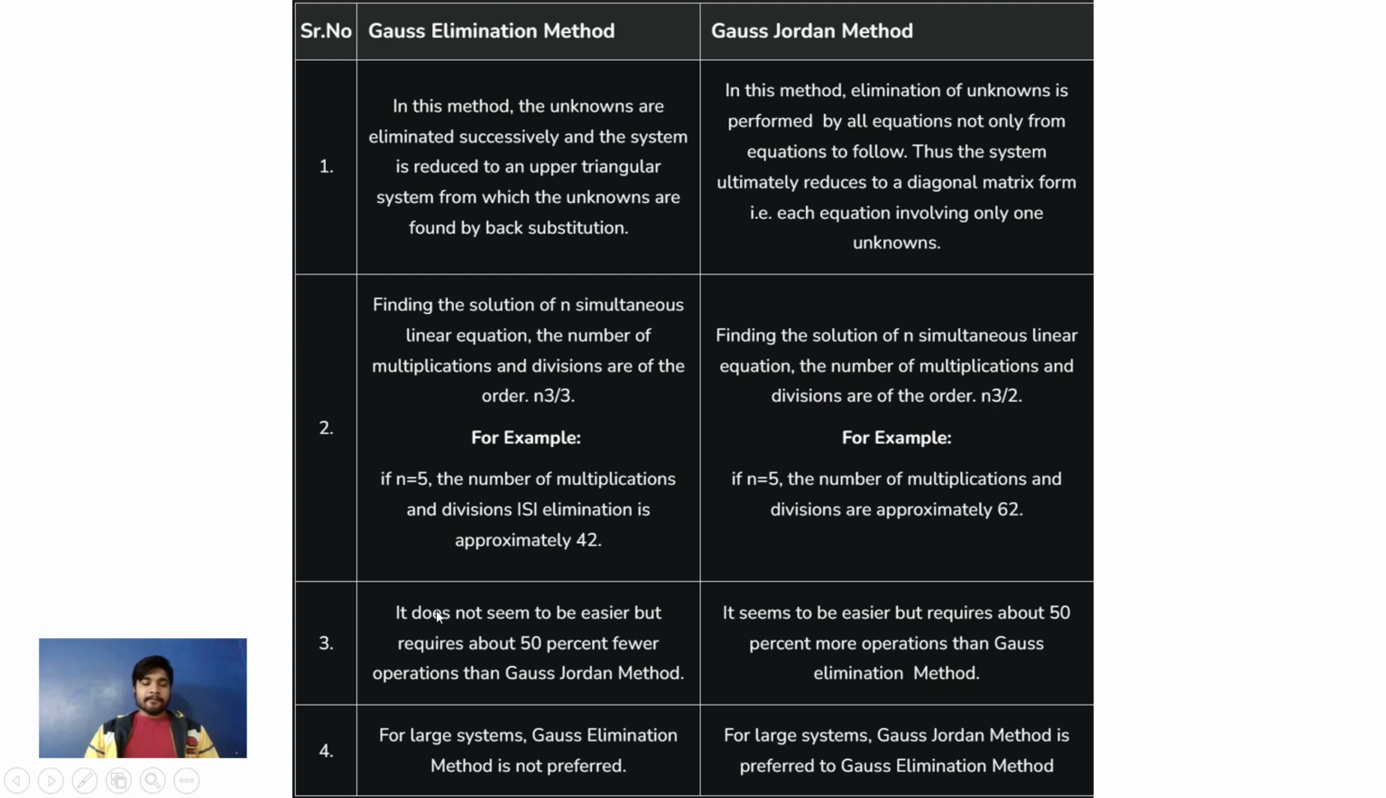The third point is: Gauss elimination does not seem to be easier but requires about 50% fewer operations than the Gauss-Jordan method. The Gauss-Jordan method seems to be easier but requires about 50% more operations than the Gauss elimination method. The fourth point is: for larger systems, the Gauss elimination method is preferred to the Gauss-Jordan method.